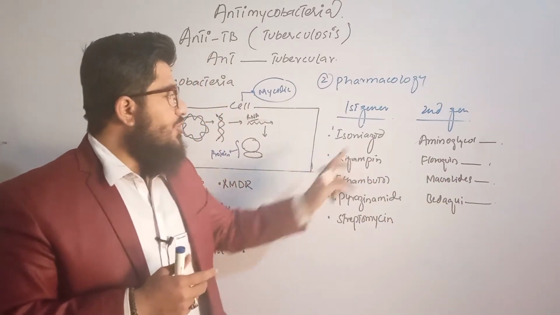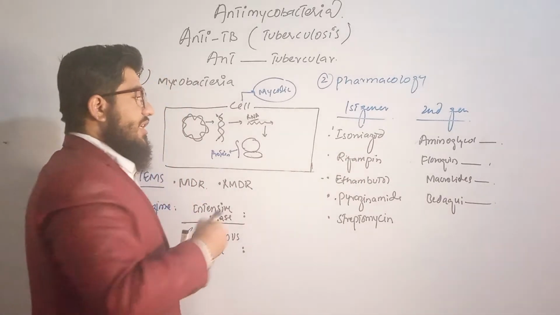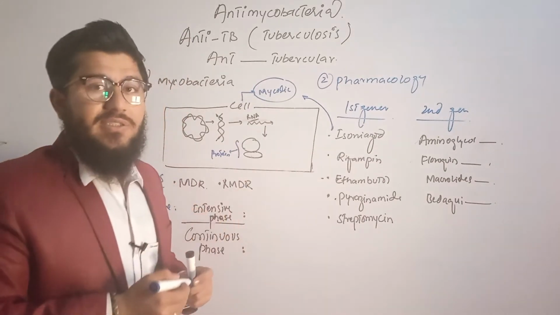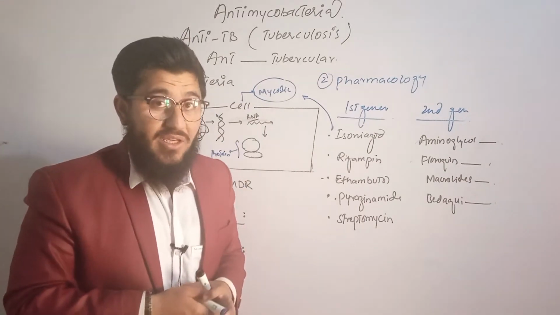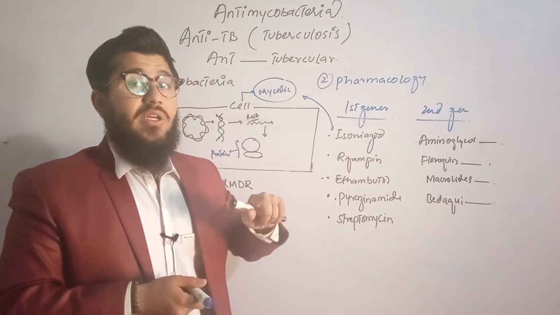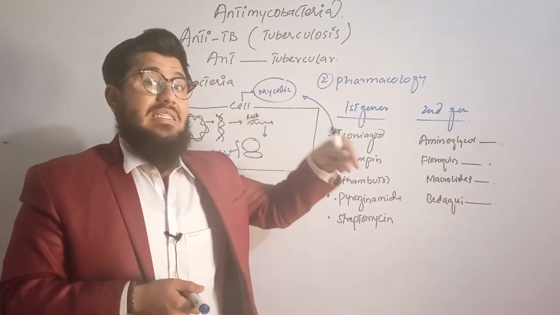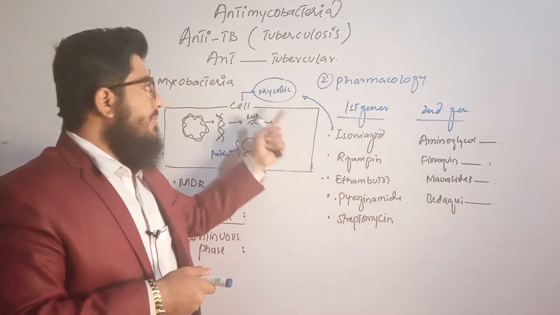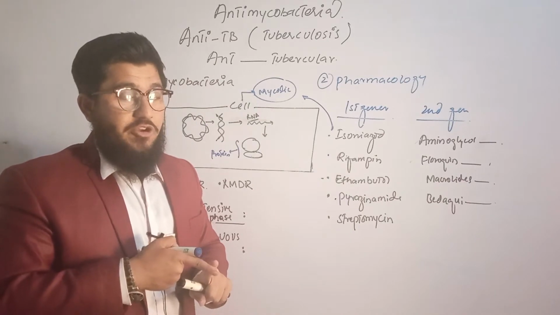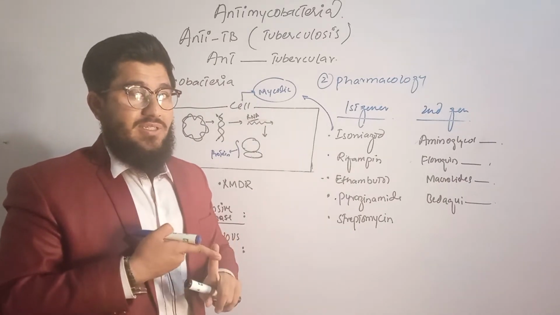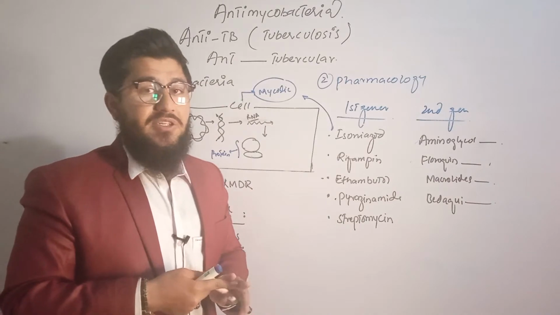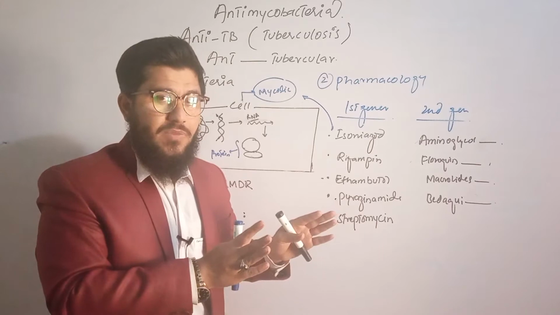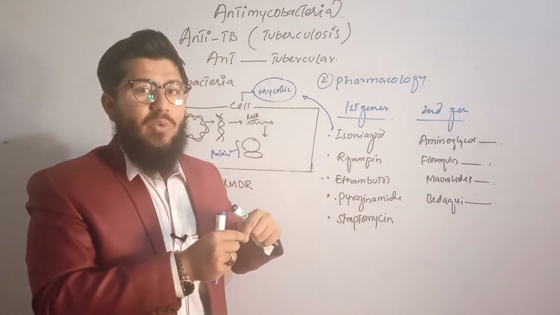Okay, the very first one is isoniazid. Isoniazid actually targets mycolic acid synthesis, and you guys know that mycolic acid is synthesized by means of an enzyme, mycolic acid synthase. Isoniazid will inhibit that enzyme. If that enzyme is inhibited, what will happen? Then the mycolic acid won't be synthesized. And remember, if mycolic acid is not synthesized, then this bacteria is no more able to sustain its life, meaning that bacteria will die.